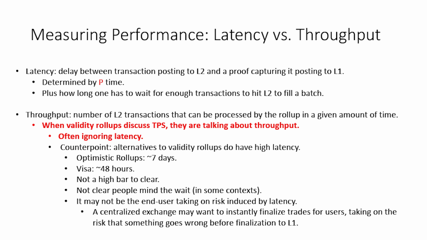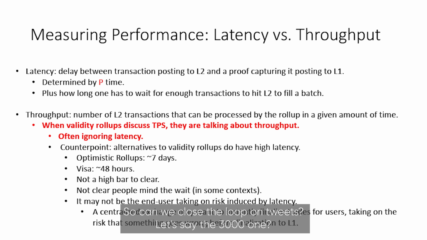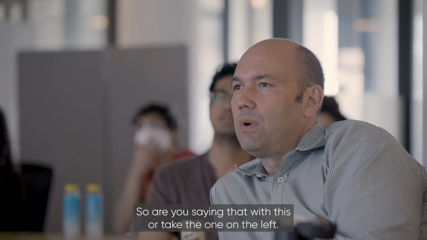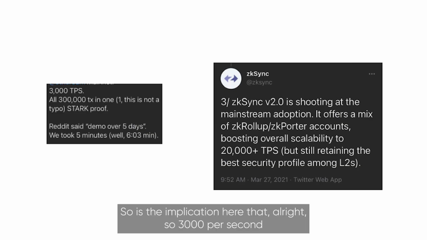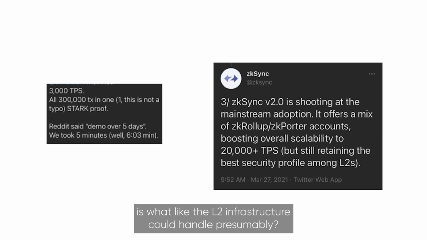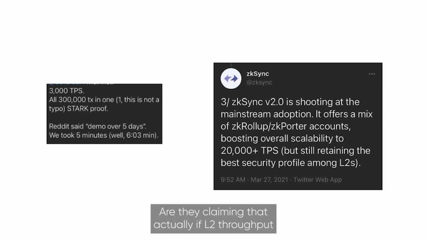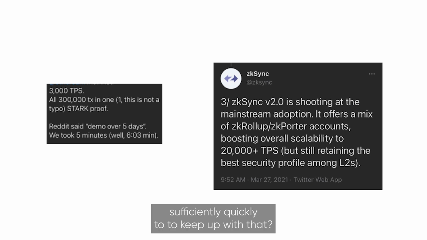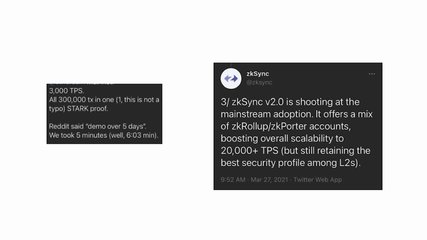So if there is high latency, people might tolerate a really high amount of latency in certain contexts anyway. Yeah. So can we close the loop on the tweets? Like the 3,000 one? Yeah, sure. I want to make sure I get the point. So take the one on the left. Is the implication here that 3,000 per second is what the L2 infrastructure could handle, presumably? Are they claiming that if L2 throughput was saturated, they would be able to generate proofs sufficiently quickly to keep up with that? I think that's right.